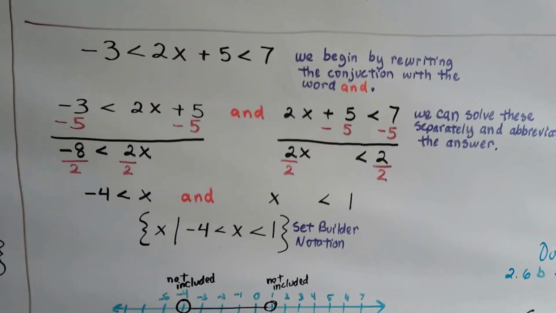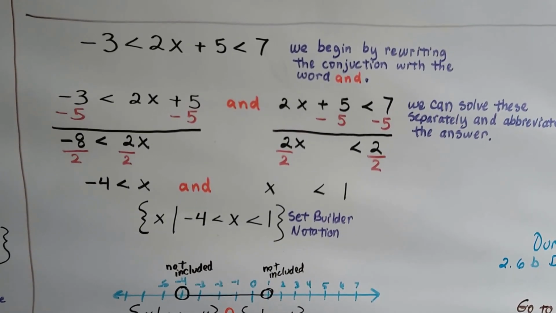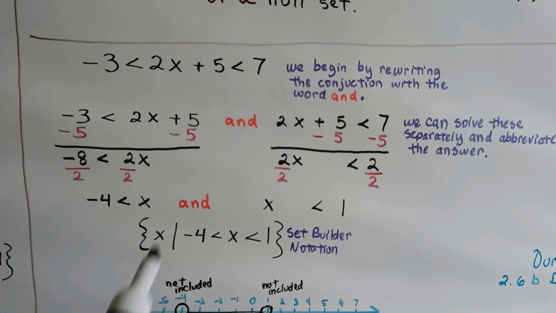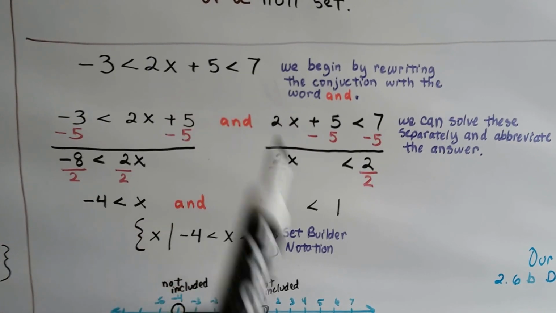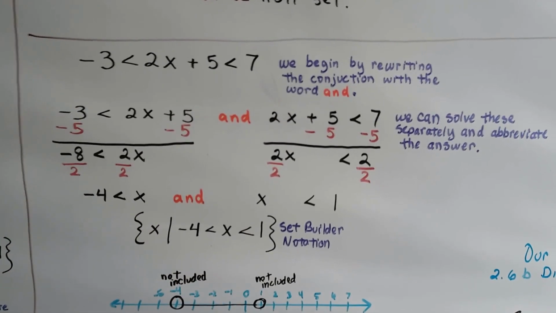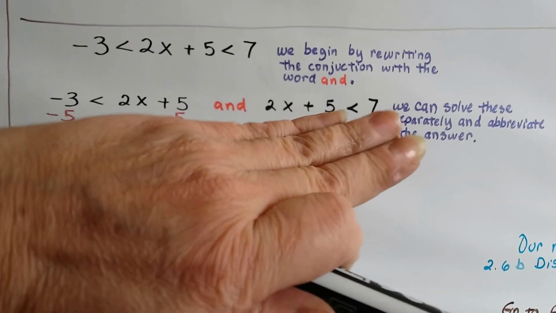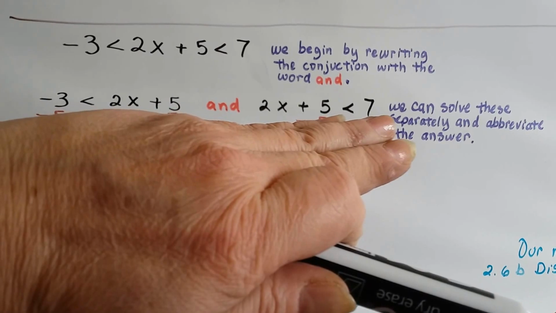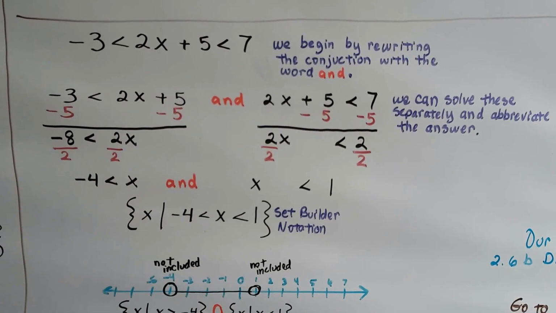So we can solve this: negative 3 is less than 2x plus 5 is less than 7. We can say 2x plus 5 is greater than negative 3 and less than 7. We begin by rewriting the conjunction with the word and. So we've got it like this with the word and in the middle. See that? We just repeat this for the first one and again for the second one.